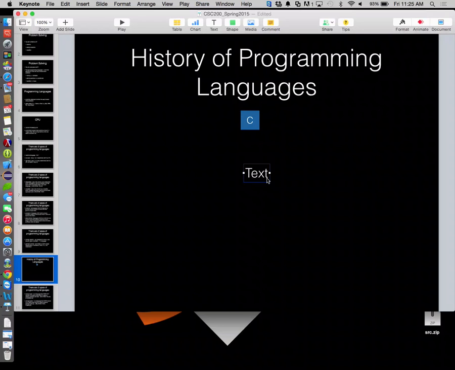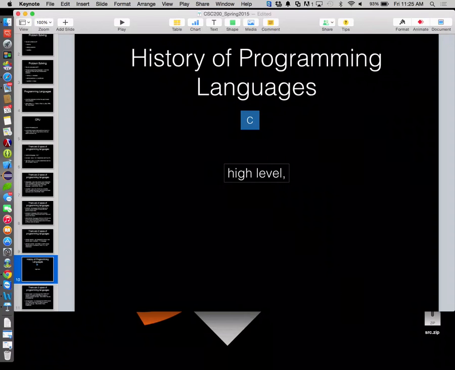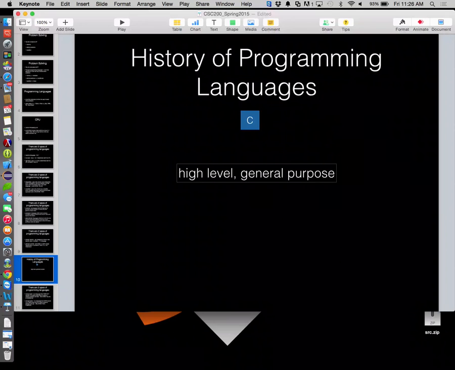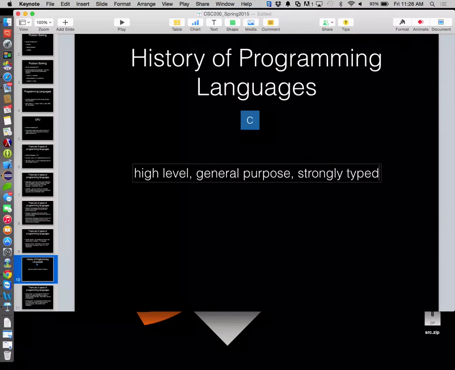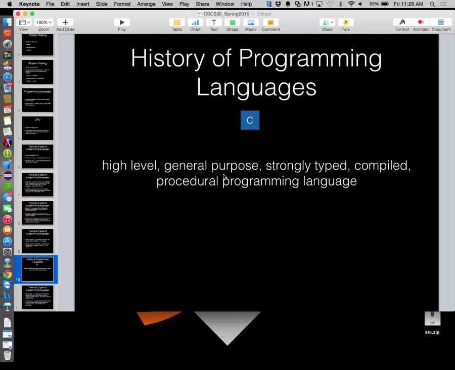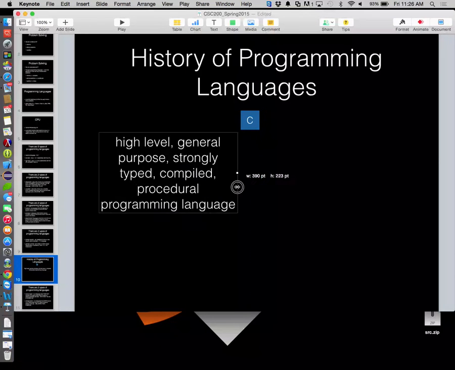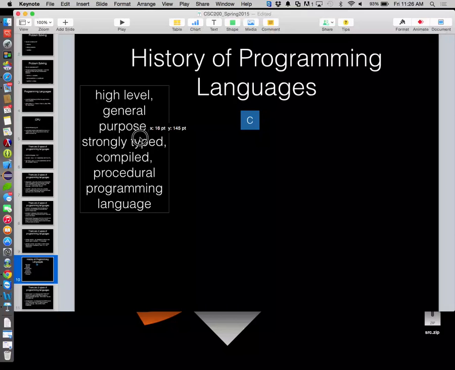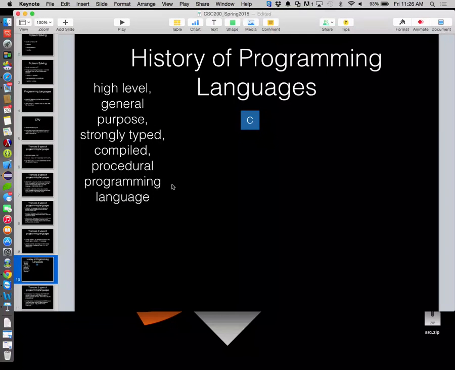C was a high-level, general purpose, strongly typed, compiled, procedural programming language. That would be C in terms of the slides we've looked at. Okay? I'll just leave that over there for a few minutes. Okay, that's what C is.